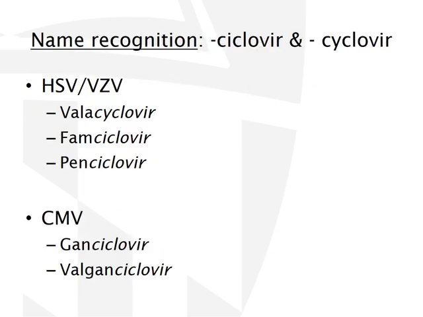So, name recognition: cyclovir, spelled either CI or CY. This is an indication that this is an antiviral agent that's used for any of the herpes viruses. The first four listed on the slide, valacyclovir, famciclovir, penciclovir, and acyclovir, are all used for herpes simplex or varicella zoster. The last two, ganciclovir and valganciclovir, are only used for CMV infection.